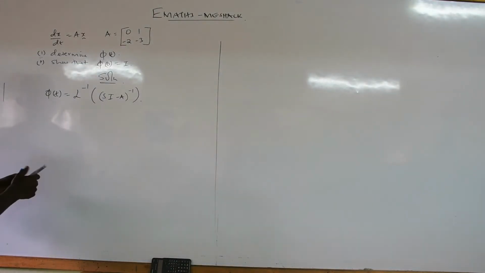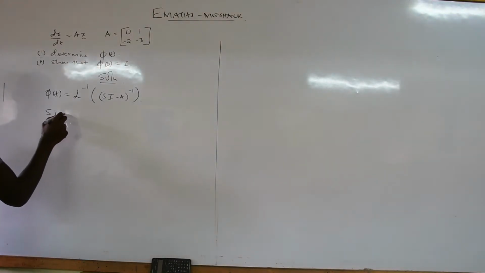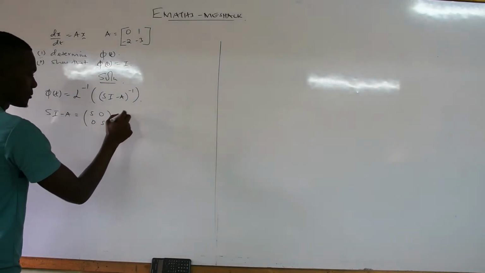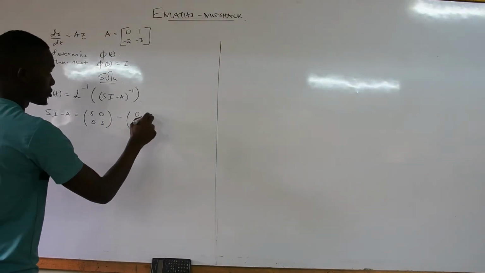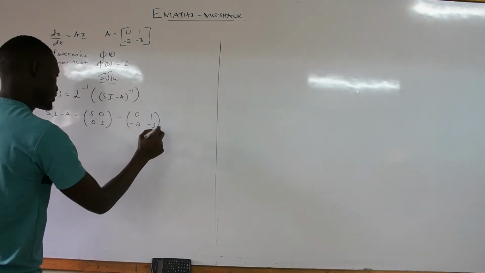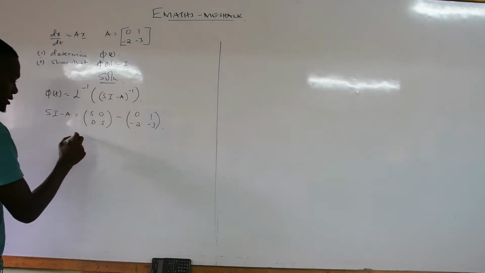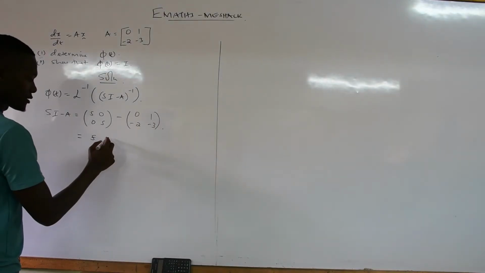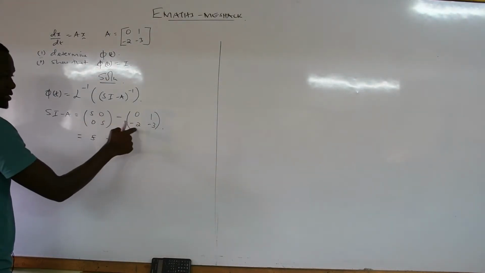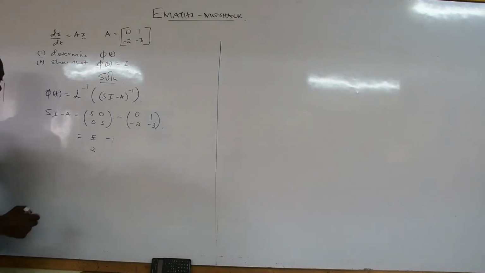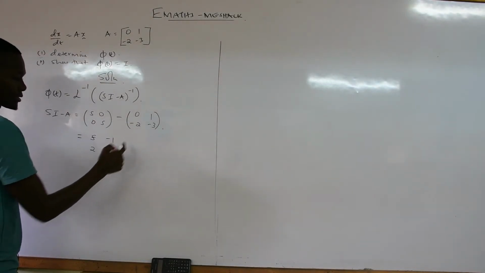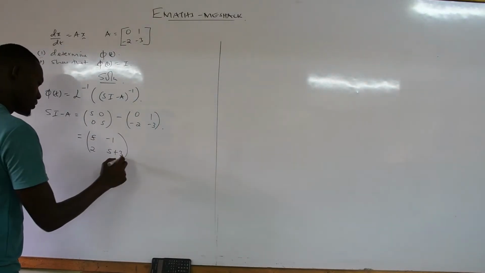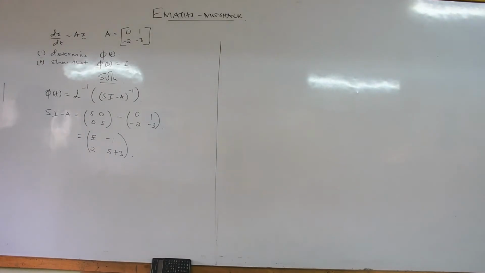Now we determine the first part, which is sI minus A, which is the matrix [s, 0; 0, s] minus the matrix A, which is [0, 1; -2, -3]. Then subtract: s minus 0 gives you s, 0 minus 1 gives you negative 1, 0 minus negative 2 gives you positive 2, then s minus negative 3 gives you s plus 3. So your sI minus A is given by that.